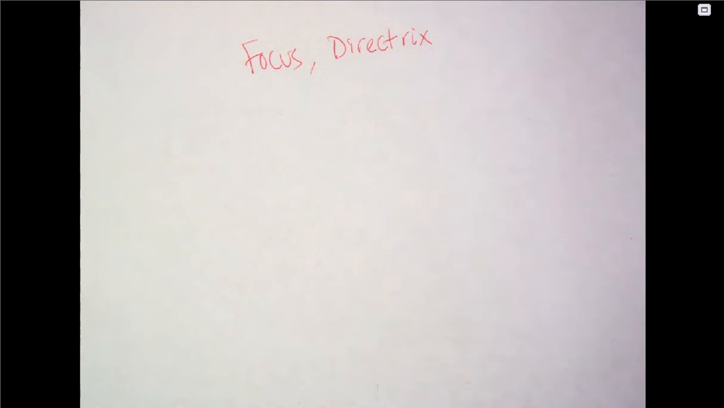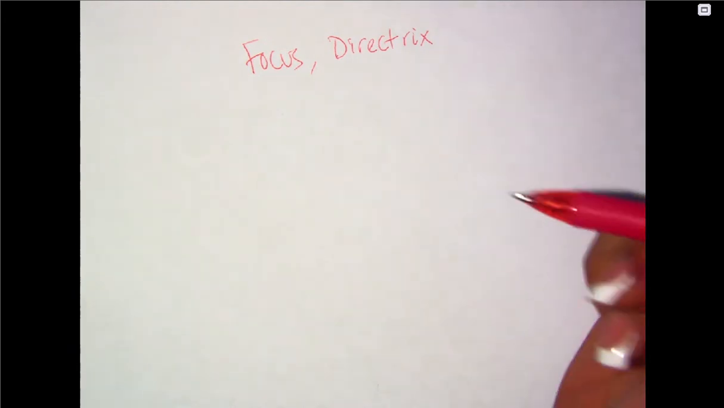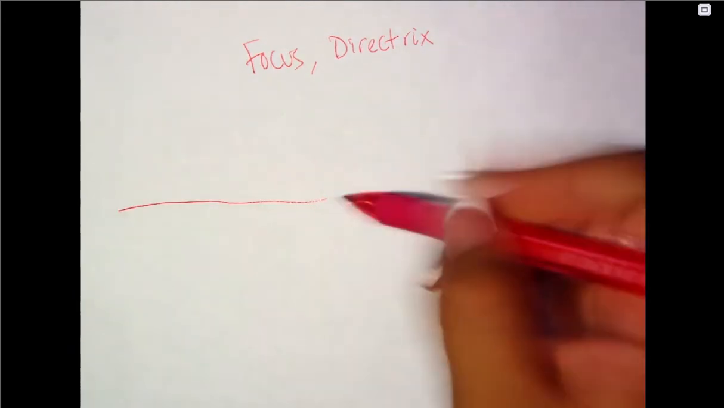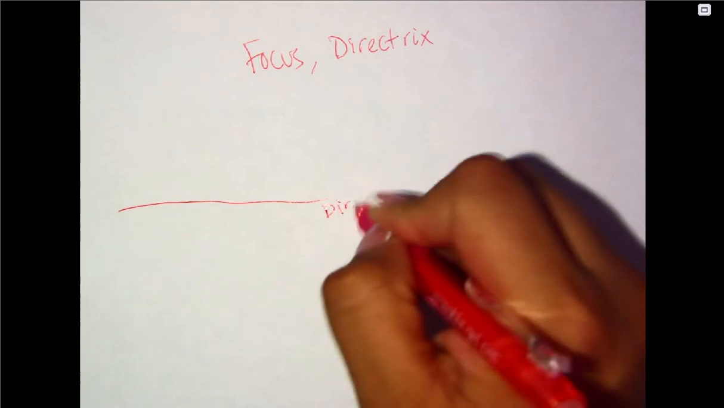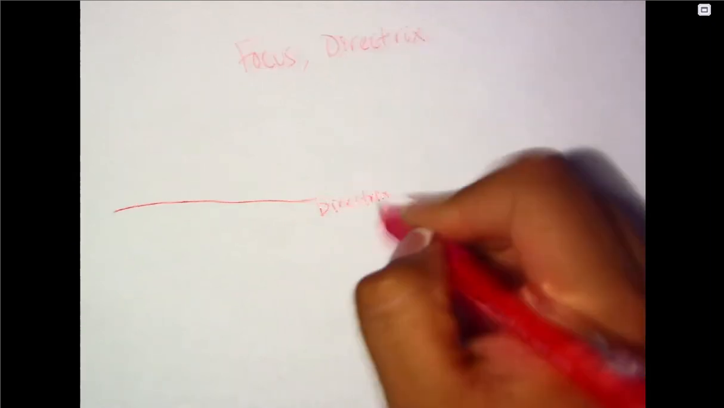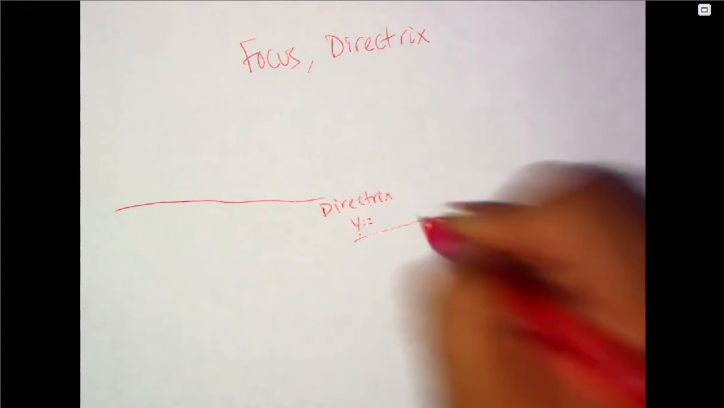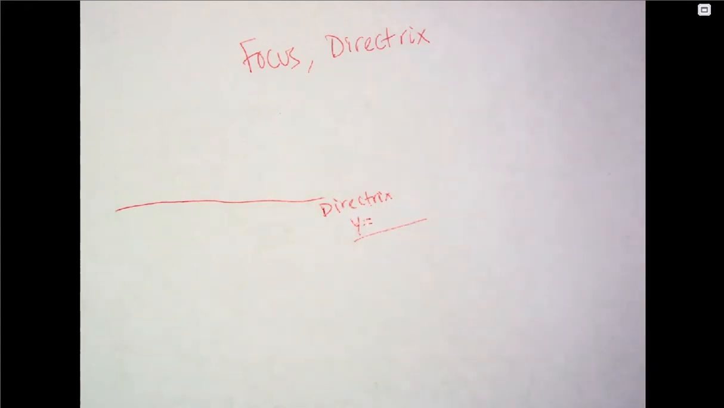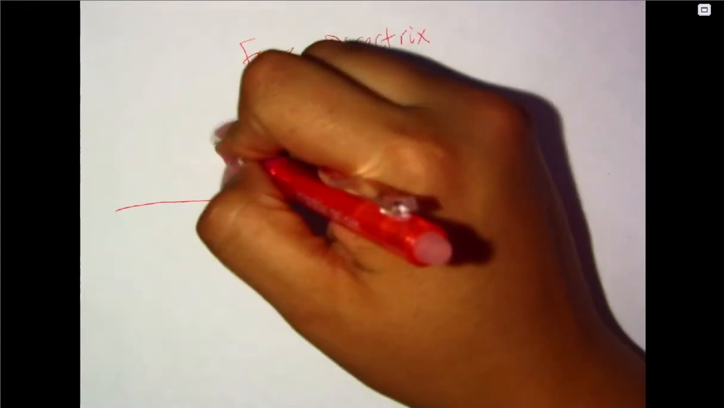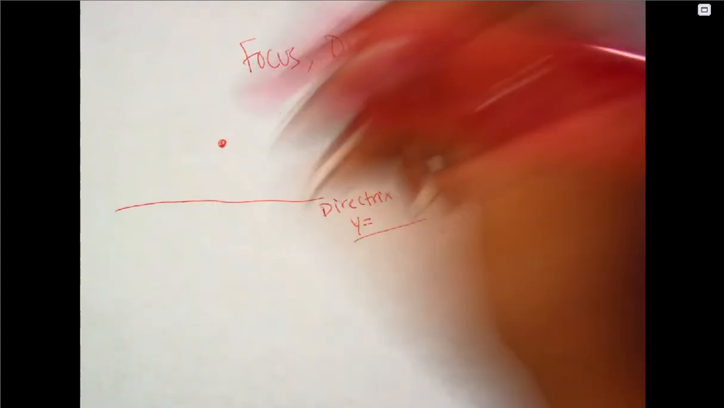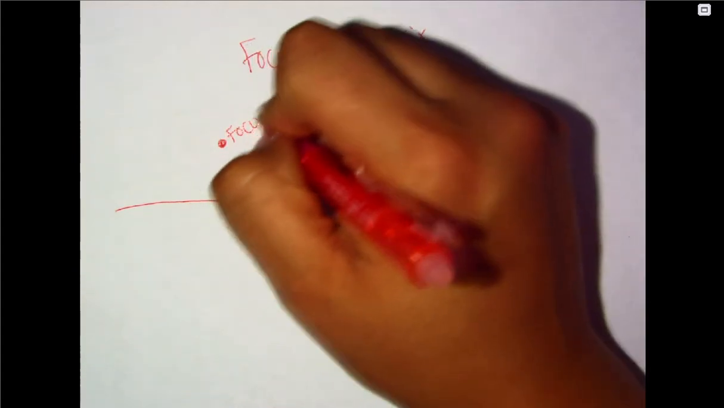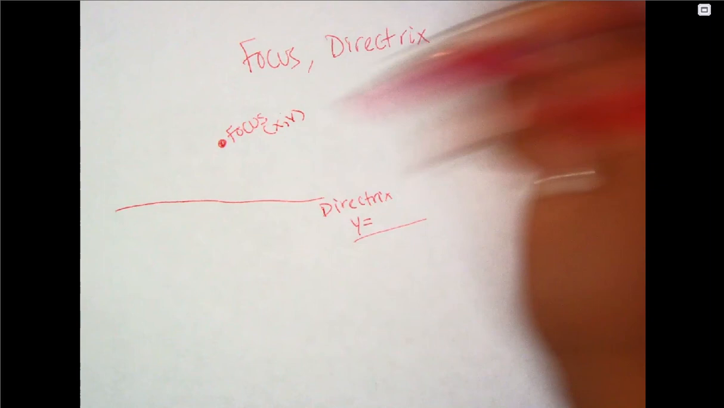In this video, we're going to talk about focus and directrix and how they relate to each other. When you were first introduced to focus and directrix, I showed you the relationship between them. I mentioned for you to draw a straight line, and let's call it the directrix. Because it's a line, we need to understand the horizontal line. Horizontal lines are written as y equals. After that, I asked you to write a point somewhere up here, anywhere, and let's call this the focus. The focus is a point (x, y).